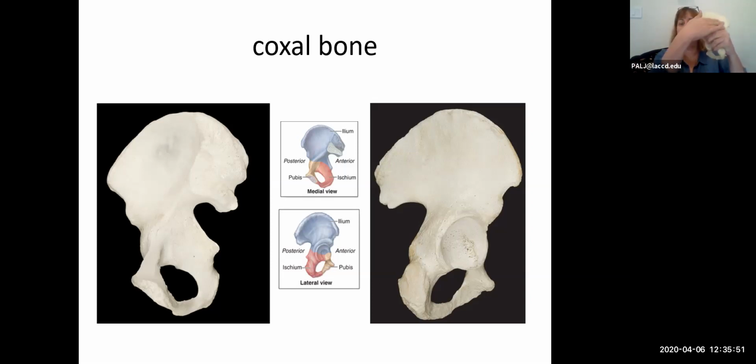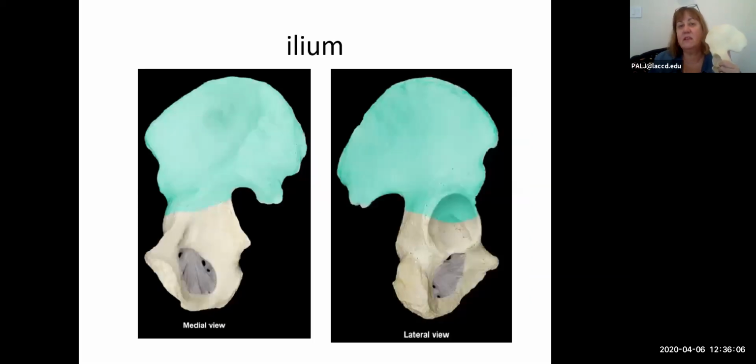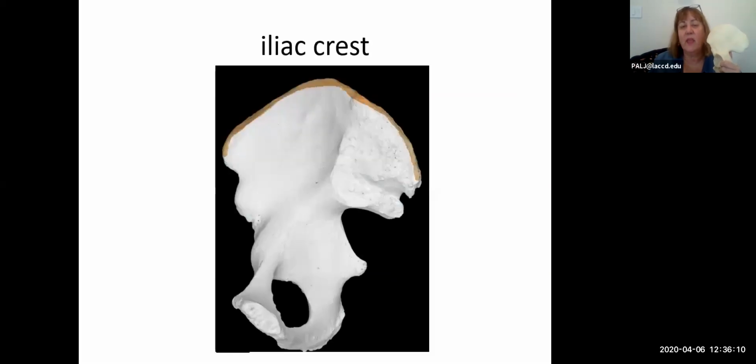The ilium is this broad fan-shaped part of it, and when you're putting your hands on your hips, you're putting your hands on this part of the ilium right up here at the superior edge. And that's the first bony landmark we're going to talk about. So there's the ilium. Again, everything that's green is the ilium. This most superior part of the ilium is called the iliac crest.